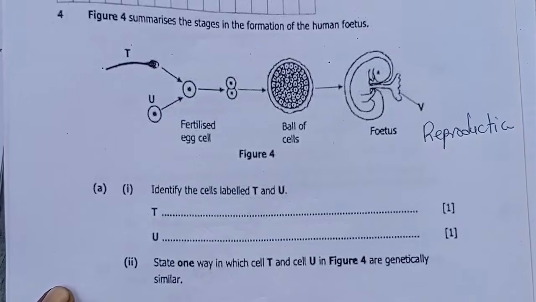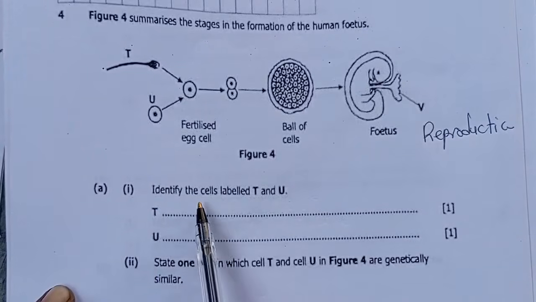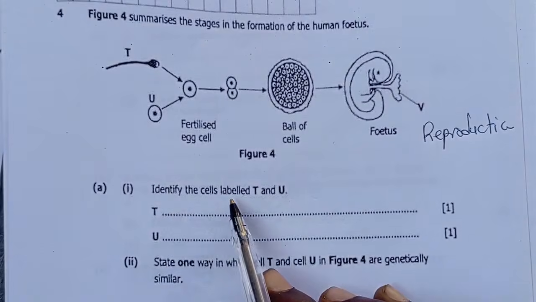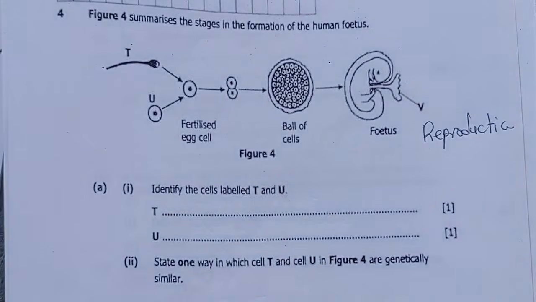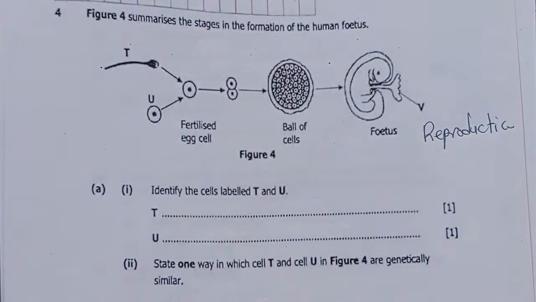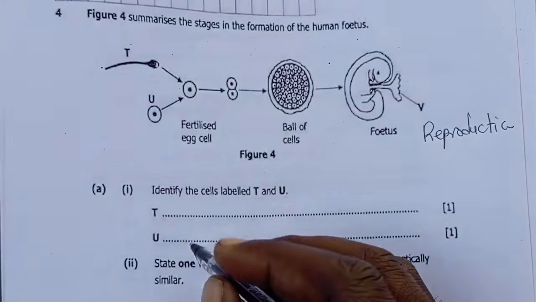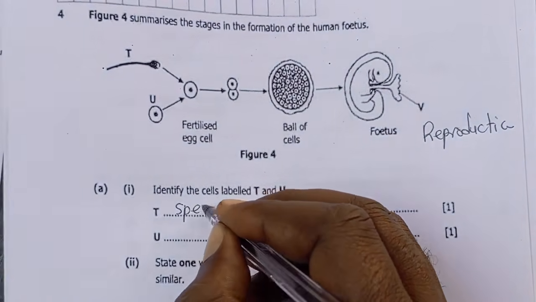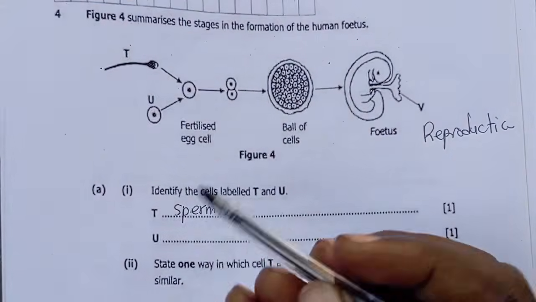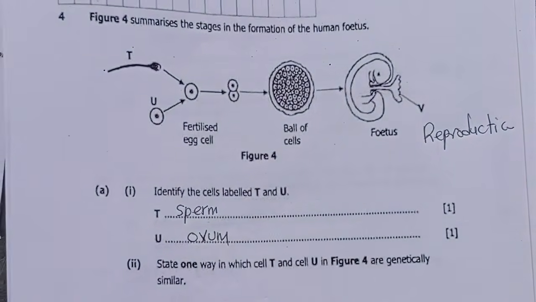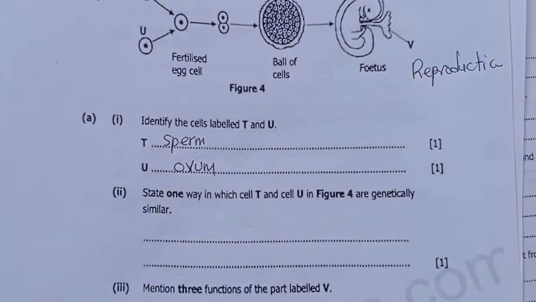Study through that. The first question is telling us, identify the cells labeled T and U. What are these cells? T, that T that is there. What is the name of that part? Okay, have you seen the way this one is looking? That is a sperm cell. So you say that is a sperm cell. This one, that is an ovum. So you are done like that. These are correct terms that you are supposed to use.